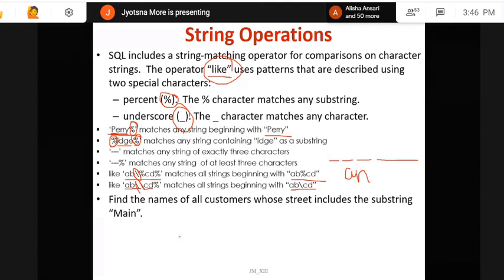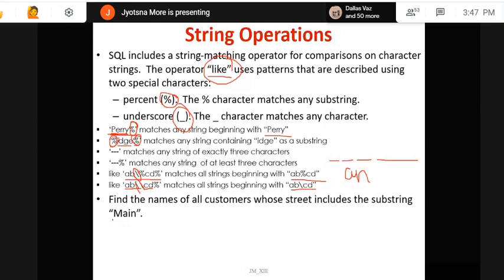The question is, find the names of all customers whose street includes the substring main. Usually in the exam they ask you a question like, find the name of all employees who live in Goa. There you can also use this string operation, or you can simply say address equal to Goa, if in address they have specified only one value. Okay, so this is one question.